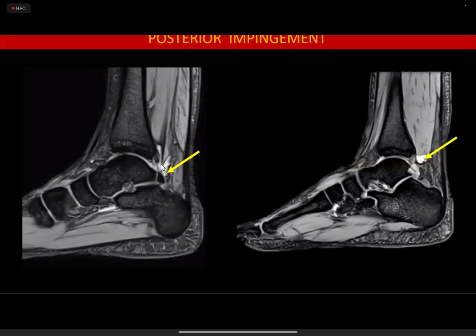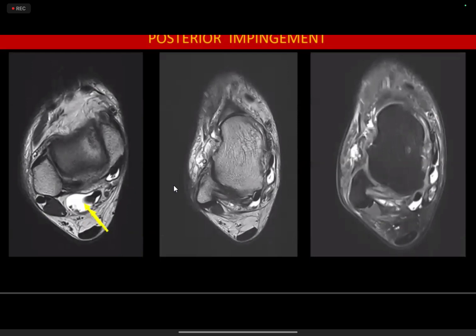An associated fluid along the flexor hallucis longus. There is subchondral irregularity here, right? And subchondral cyst or edematous changes here. So same case, we are seeing changes of posterior impingement. Let me take you through further images.